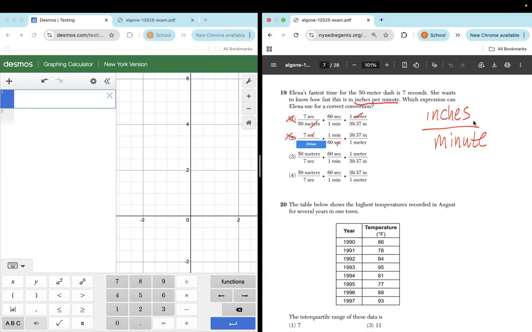Let's look at choice 3. What units cancel out? Second, second, but nothing else. So it must be choice 4, but let's just see. Second, second, meter, meters, and I'm left with inches on top and minutes on the bottom, which means inches per minute. So it's choice 4, inches per minute.